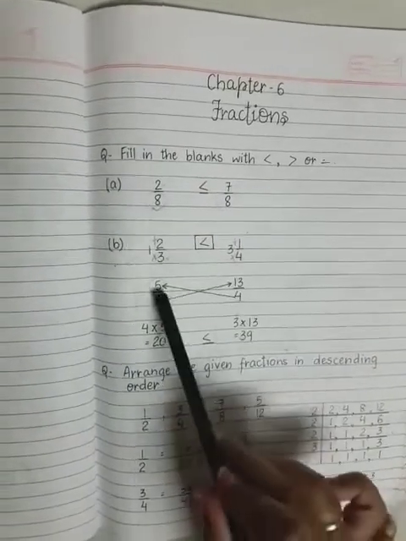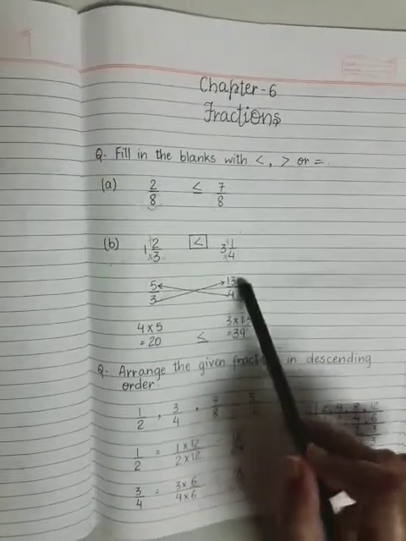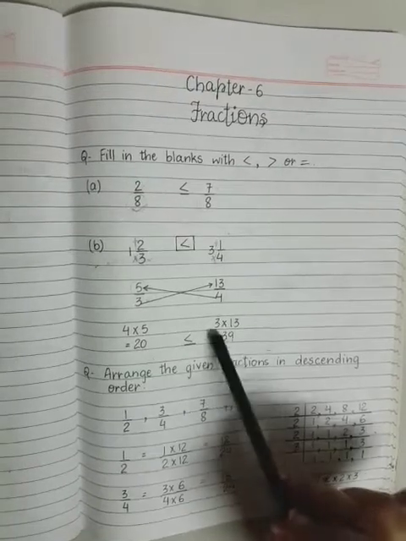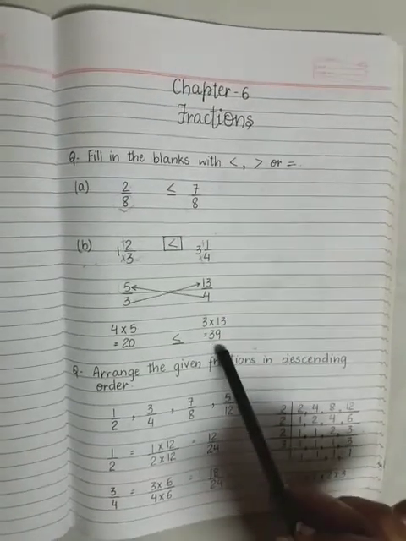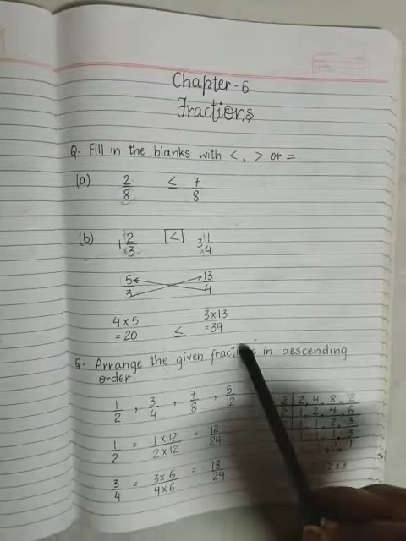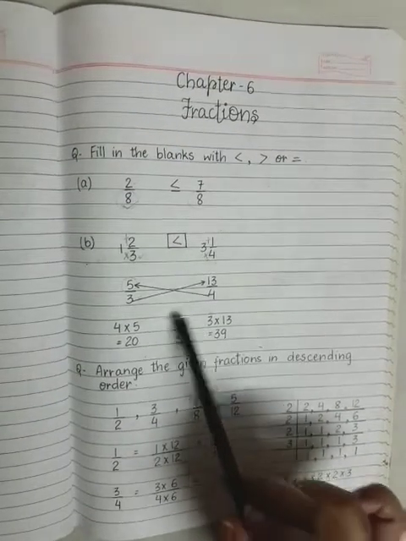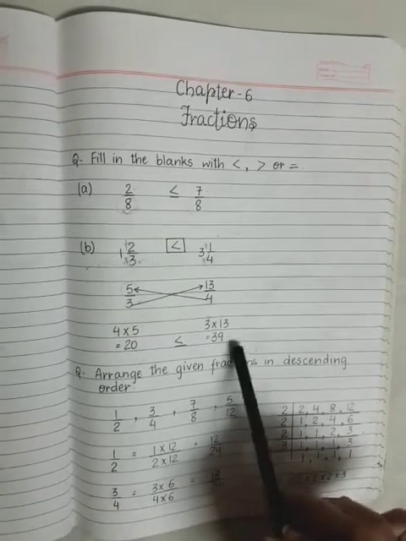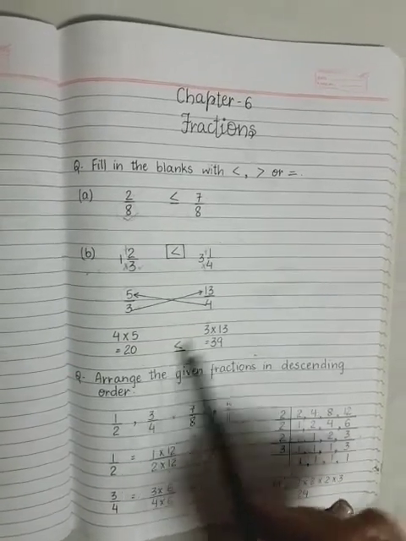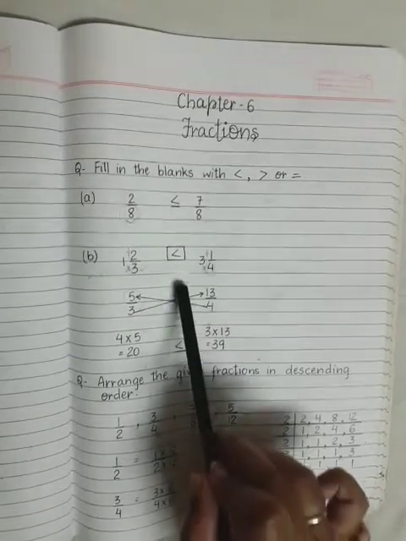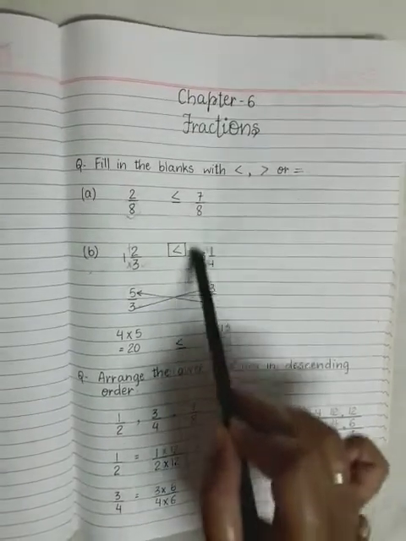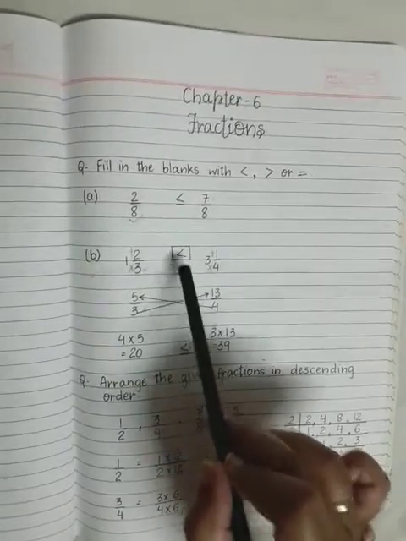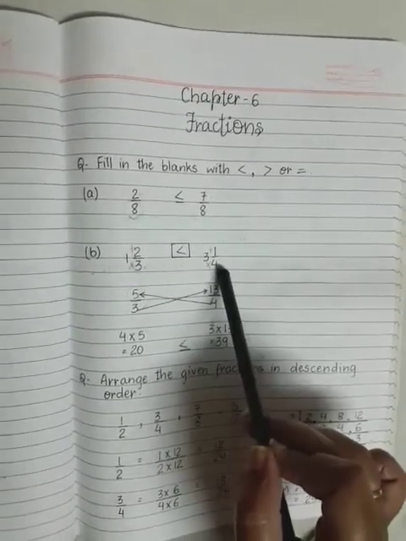So, 4 gets multiplied by 5 and 3 gets multiplied by 13. 4 multiplied by 5 is 20 and 3 multiplied by 13 is 39. Which is greater, 20 or 39? 39 is greater, right? So, you make the sign towards 39, and since 39 is greater, if we go up, this fraction is coming to be greater. So, we make this greater than sign towards this fraction.